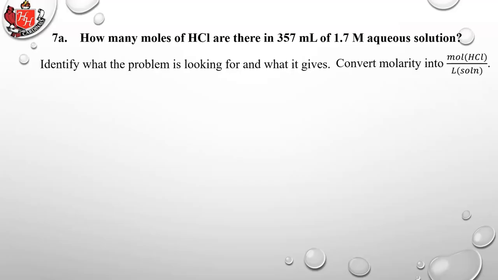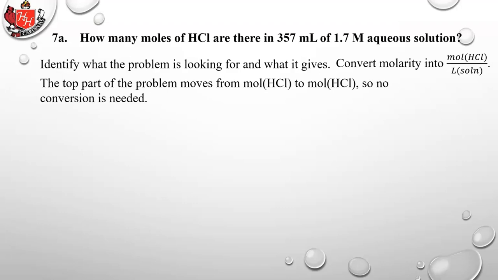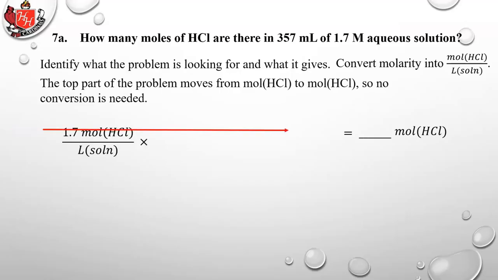Okay, now how many moles of HCl are there in 350 milliliters of 1.7 molar aqueous solution? When you have molarity, you convert it to moles of solute over liters of solution. In this case, the solute is HCl. So what we're looking for is moles of HCl. We're going to put that over on the right side. The top part of the problem moves from moles of HCl to moles of HCl, so no conversion is needed. There you see it right there.